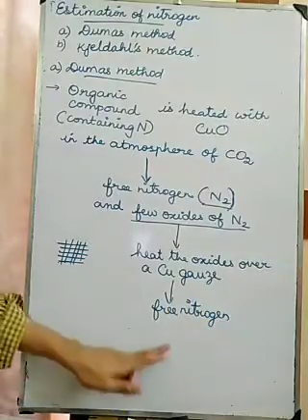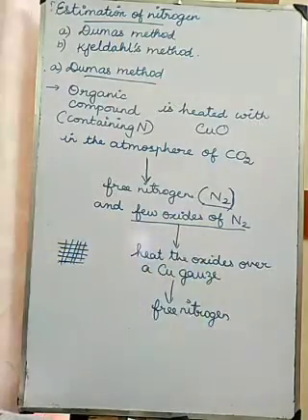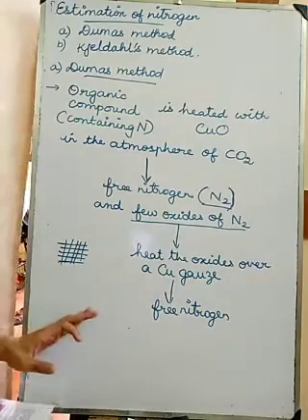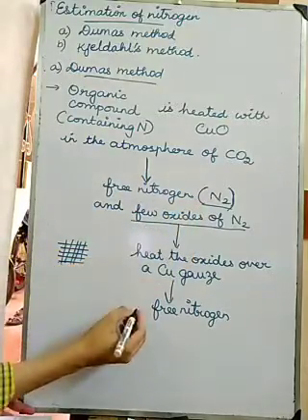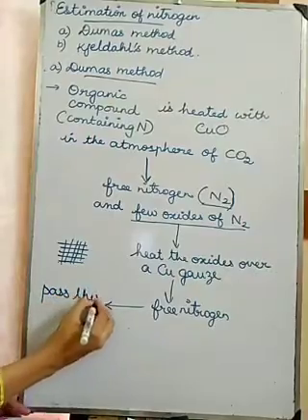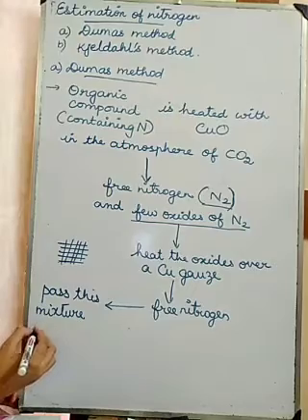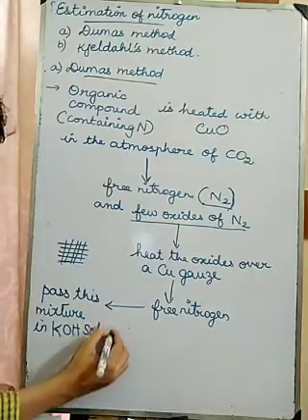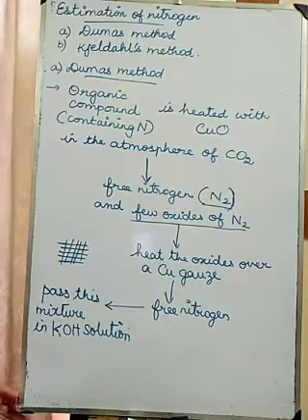So now we have got this free nitrogen, and we have to collect it. For collecting this free nitrogen, we are going to pass this mixture in potassium hydroxide solution. You have to pass the mixture in potassium hydroxide solution.